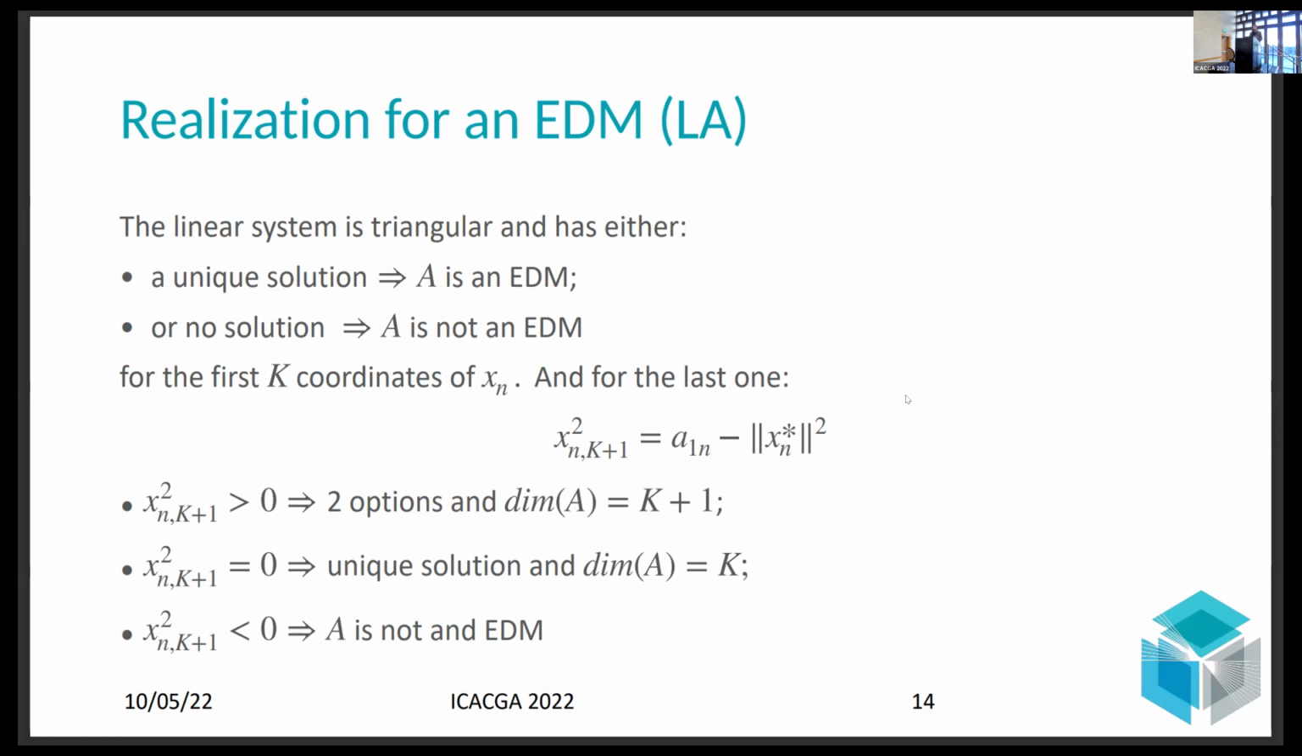So this is the linear algebra approach. We are able to recognize an EDM, give a solution, and also find the embedded dimension. The idea is to give another formulation for the theorem using CGA, and replace that nonlinear system in a straightforward way using sphere intersections.